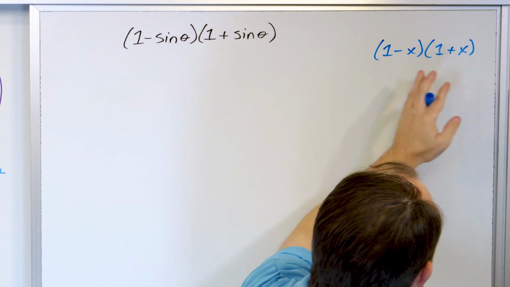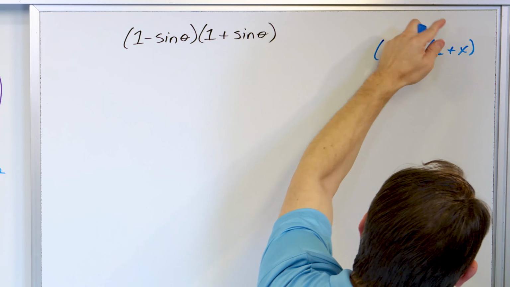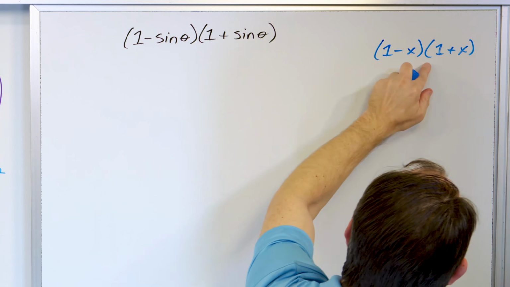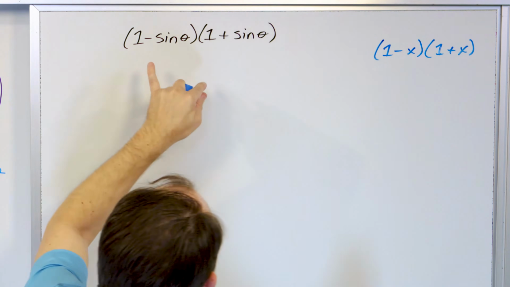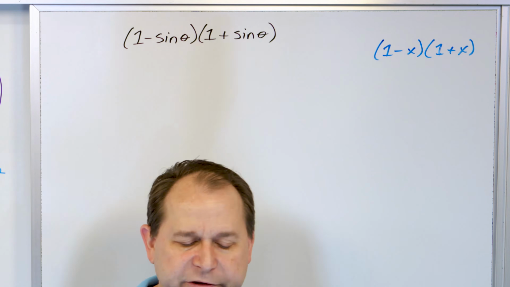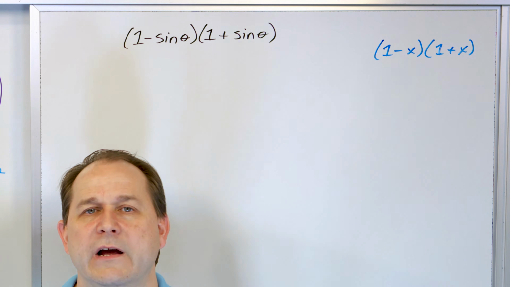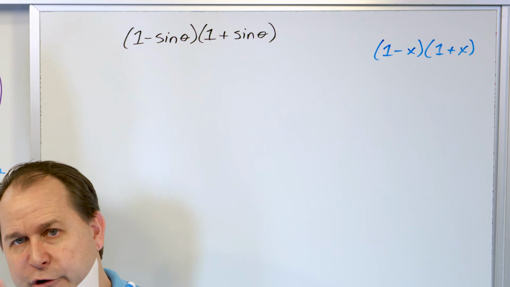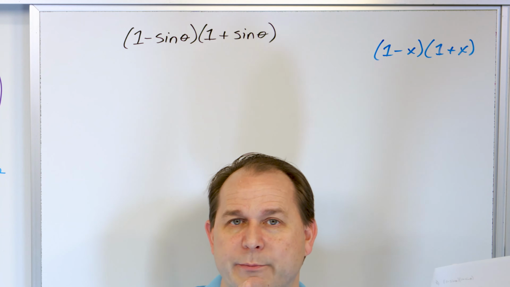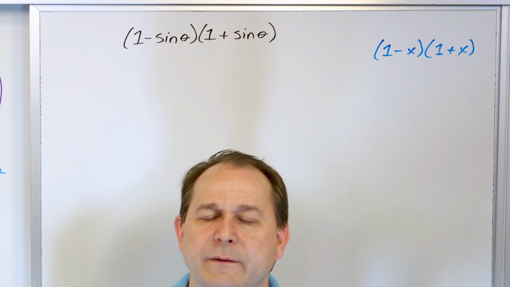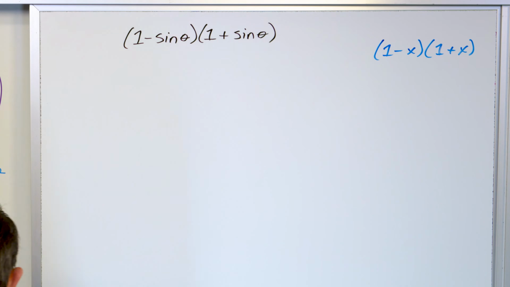Well, you learned in algebra, you do FOIL, right? The first terms multiplied, the outside terms, the inside terms, the last terms. You do the same thing here. Just because there's trig functions involved, you still have to follow the rules of algebra. You have a binomial, which means 2 terms, multiplied by another binomial, which is 2 more terms. You have to multiply them the same way. So that is exactly what we're going to do.